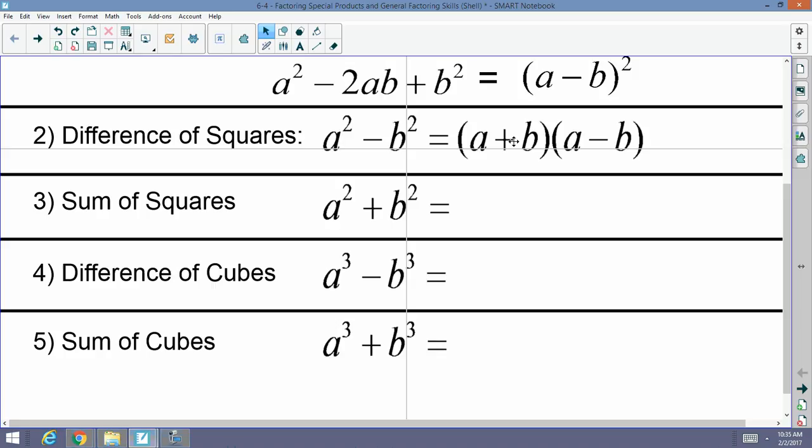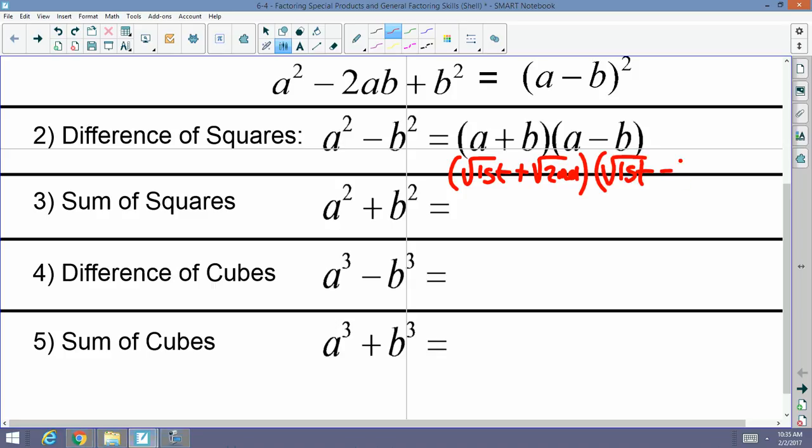What did they just do here? It's literally the square root of the first term plus the square root of the second term, times the square root of the first term minus the square root of the second term. That's it. So for example, I have 9x squared minus 16. Is 9x squared a perfect square? Is 16 a perfect square? Are they being subtracted? So this is going to factor into the square root of the first plus the square root of the second, times the square root of the first minus the square root of the second. Do you see that?